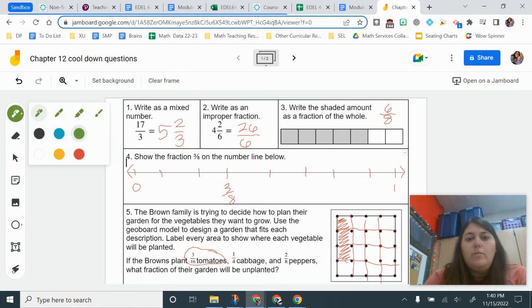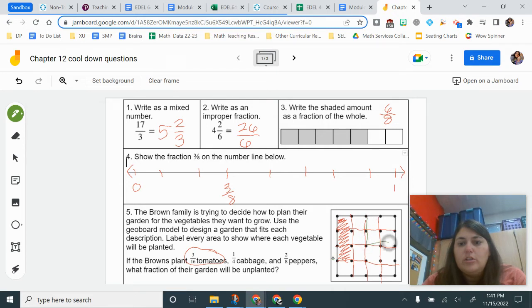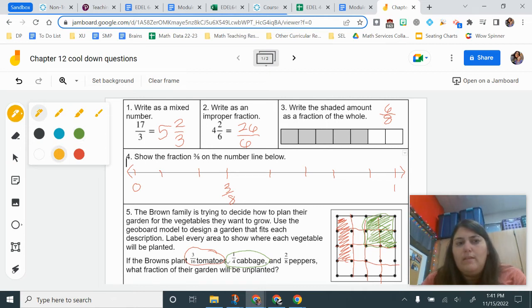And then I'm going to do 1/4 cabbage. So I can picture a fourth of this board right there. A fourth. Now your picture doesn't have to look exactly like mine. It's the amount of the pieces that matters the most. And then 2/8. Oh my, let's see what I've got left.